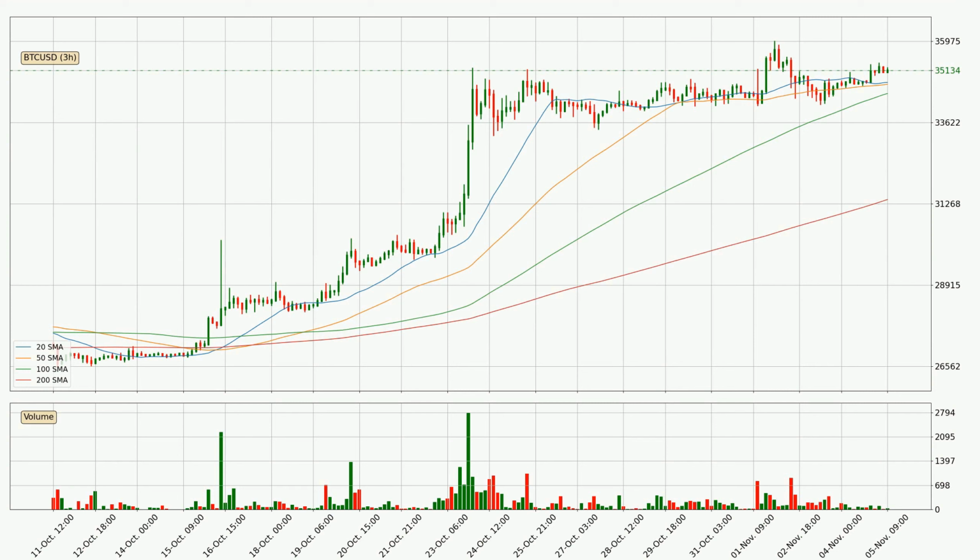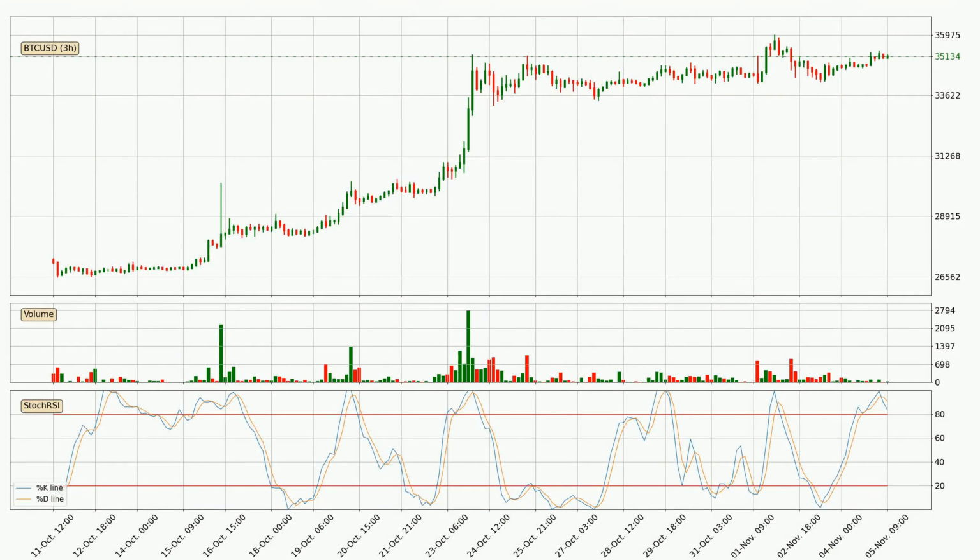Jumping to the 3-hourly simple moving averages, for this time interval, the current price is above all of the simple moving averages, which looks bullish, and you should watch if the closest SMA, the 20 SMA, could remain stable or the price will dip below it with the current price of around $34,782.